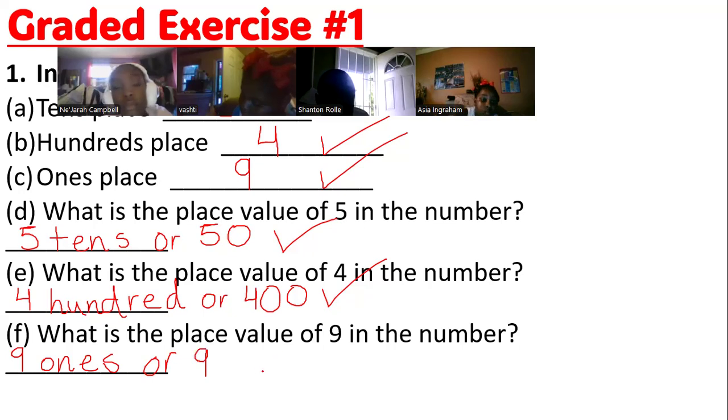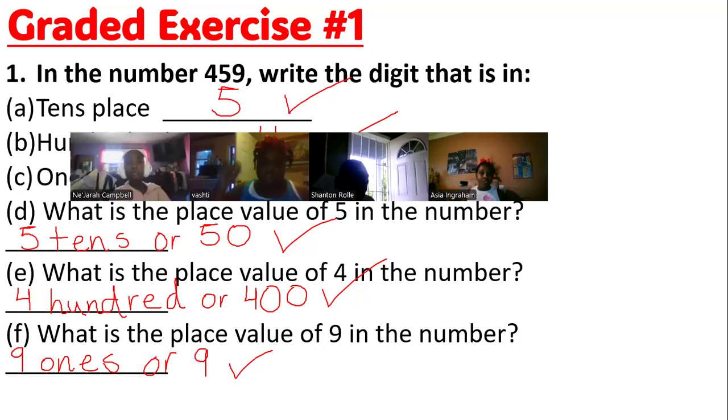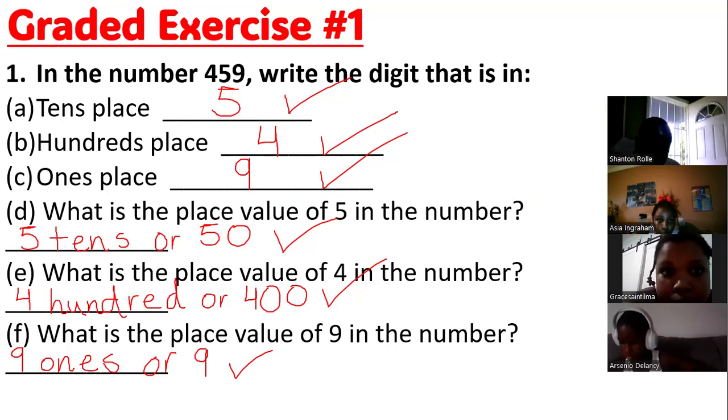Okay, good. How many persons got all right? Let me know if you got all right, please. I got all right. Very good. Vashti. Anyone else got all right? Very good. Anyone got one wrong? Just one wrong. No? Okay, that's good. So let's move on to the next grade exercise.